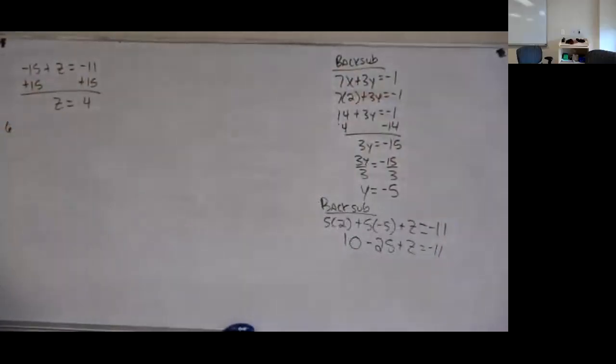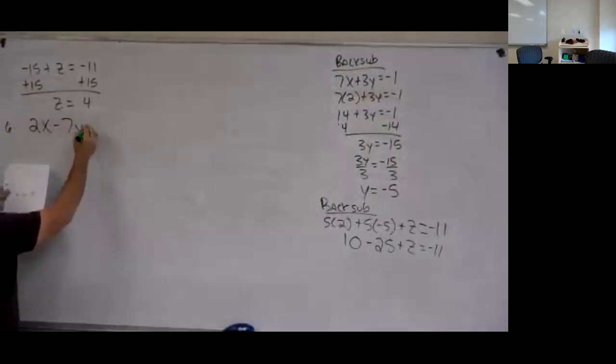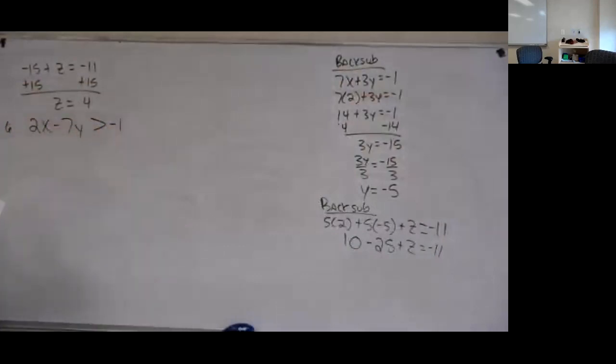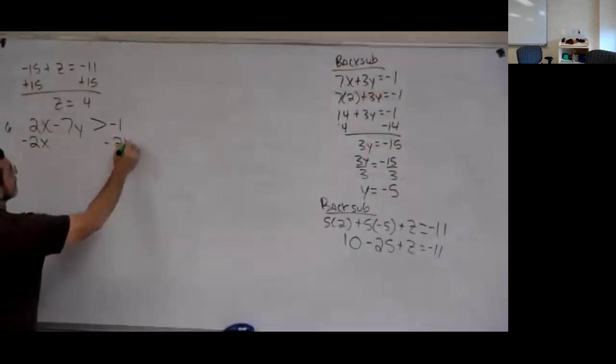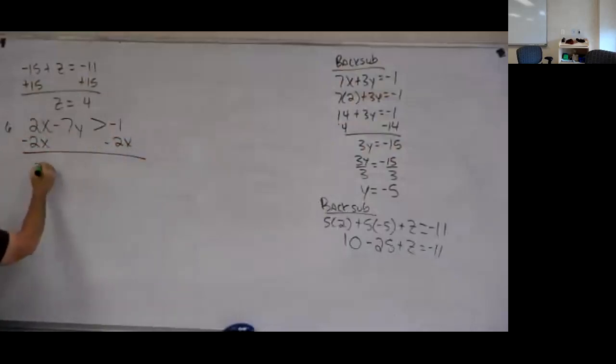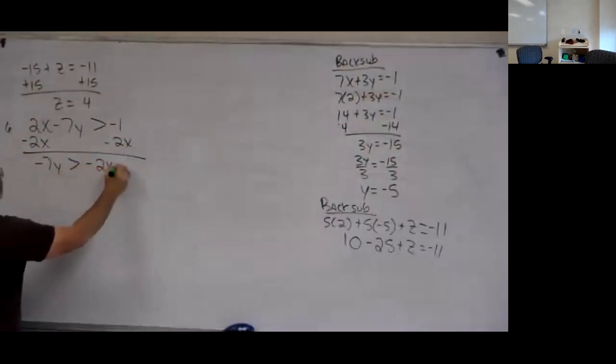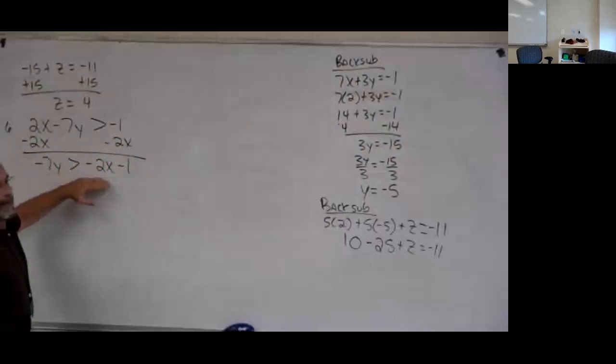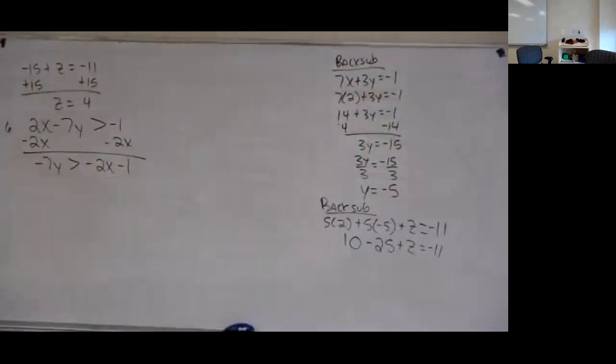All right, if I'm skipping one, some of the easier ones I'll do at the end. I want to make sure I get some of the hard ones out. This one wants me to match the inequality with the graph, so I'm gonna graph this. So I need to get the y on one side. So let's see, I'm gonna subtract 2x from both sides. So I get negative 7y is greater than negative 2x minus 1. I'm just putting my x's first because that's the y equals mx plus b.